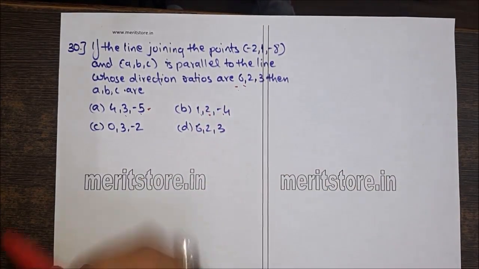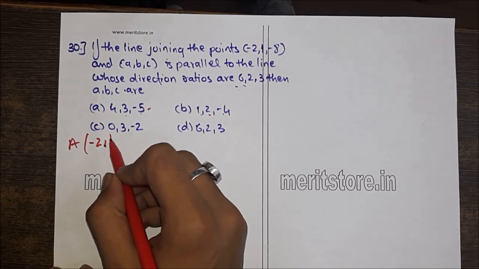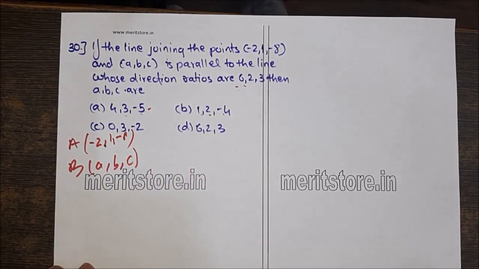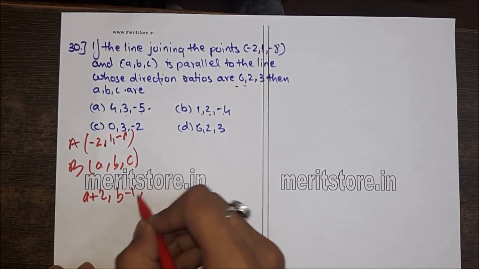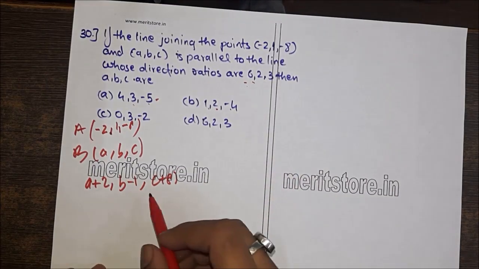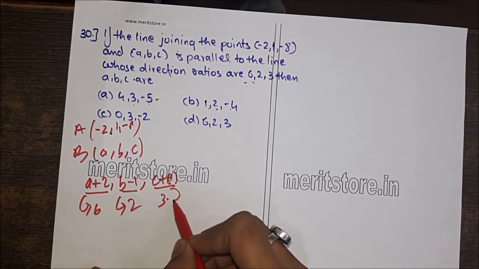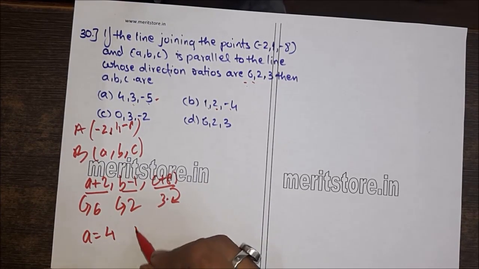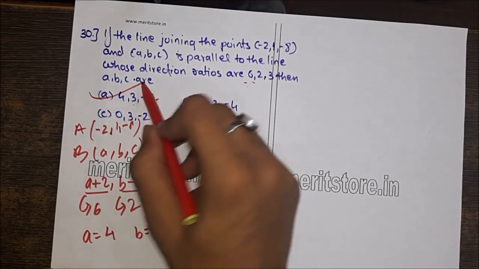Okay, let the point A have coordinates (-2, -1, -8) and B be (a, b, c), since we have to find a, b, c. So the direction ratios of the line would be a+2, b+1, c+8. Given that AB is parallel to the line whose direction ratios are 6, 2 and 3, we know that a+2 is 6, b+1 is 2 and c+8 is 3. Further solving this, we get a is equal to 4, b is equal to 3 and c is equal to -5. So our correct answer is option A.